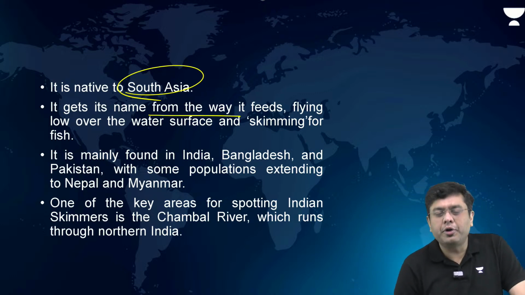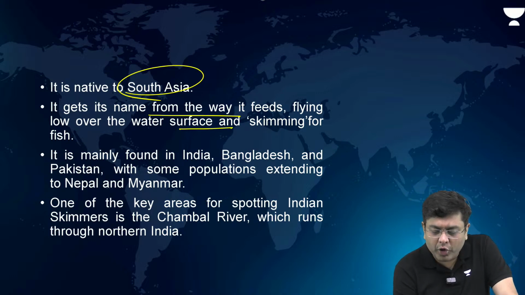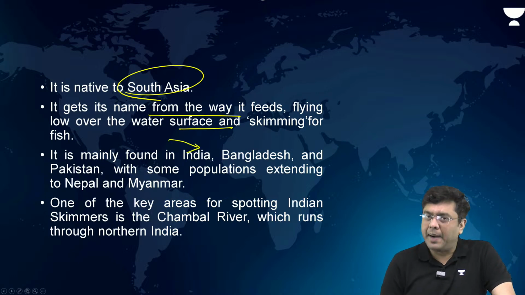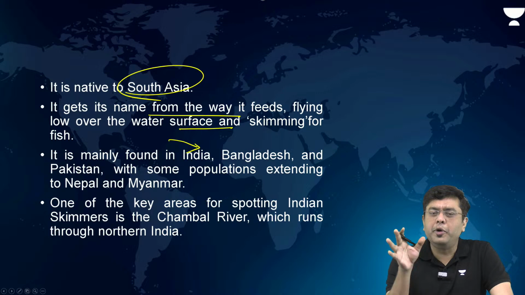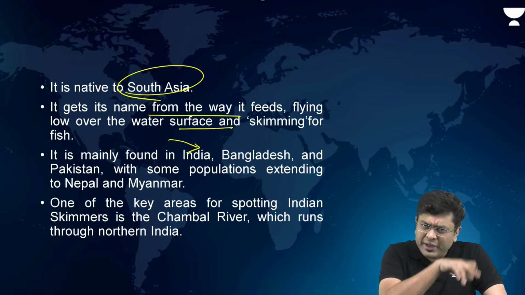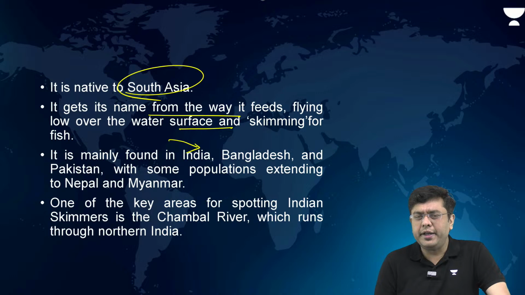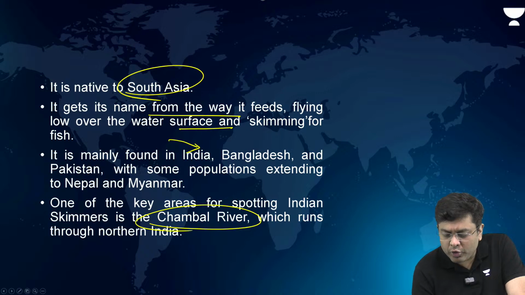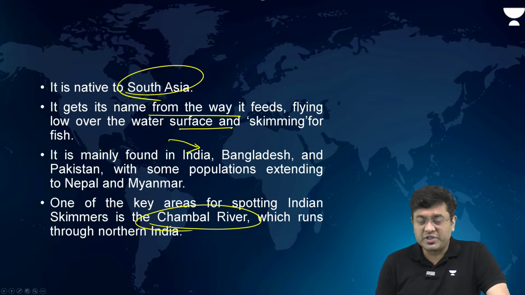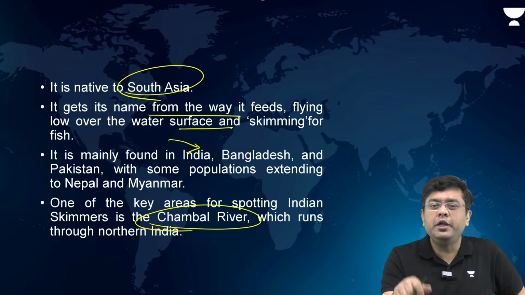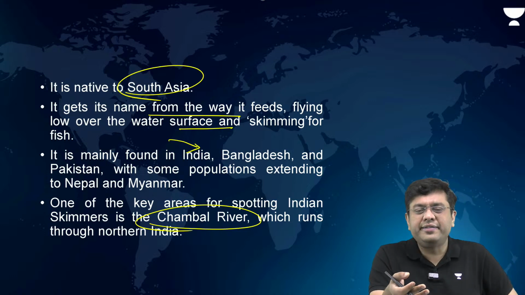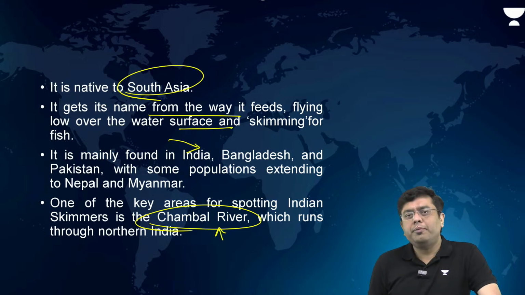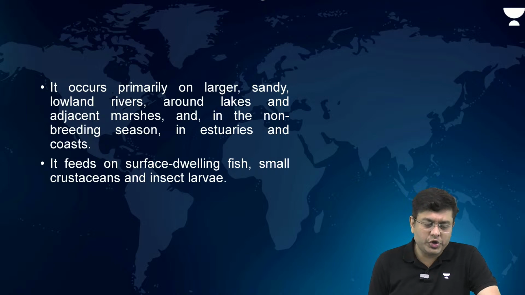So it gets its name from the way it feeds, flying low over the water surface and skimming for food, mainly found in India, Bangladesh and Pakistan, with some population extending even into Myanmar. So the subcontinent region, warmer conditions, availability of fish as food. Now, one of the key areas where you can spot this is the Chambal River. Chambal River had also been in news for the sighting and increase in population of the gharials, right? So there you will also be able to spot the skimmer population.